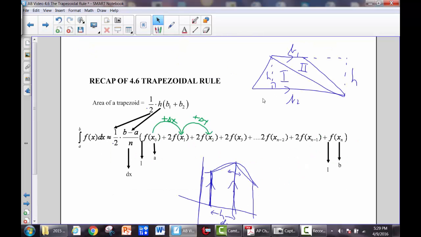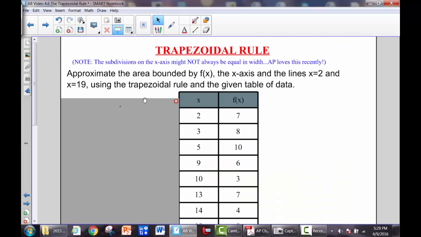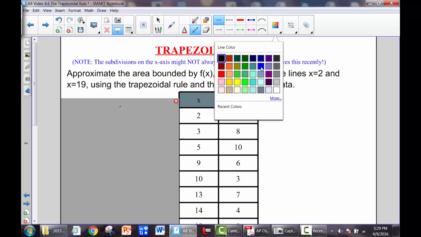So recap of the trapezoidal rule. Once again, this is just a nicer version, and the middle ones get used twice. And here's another one. And this is the killer part, is this part right here. Let me actually underline that in, let's do that in purple, okay?